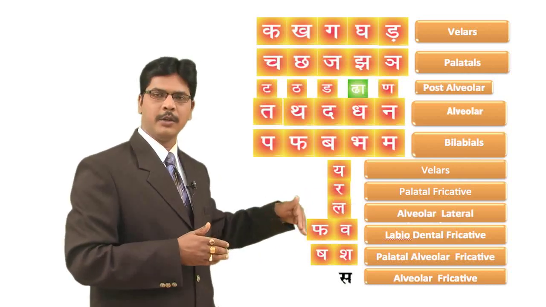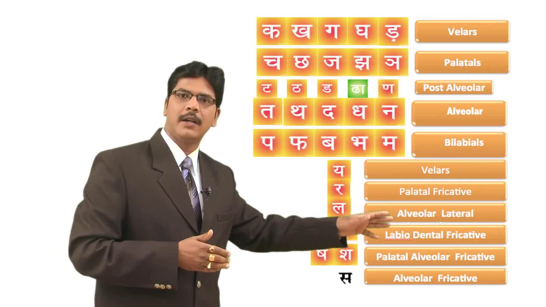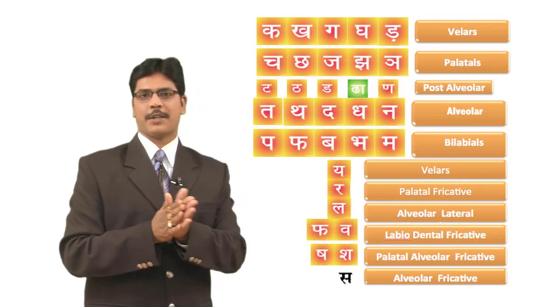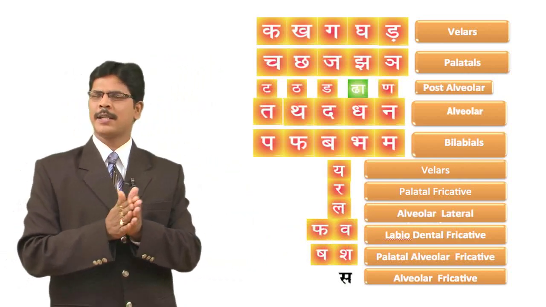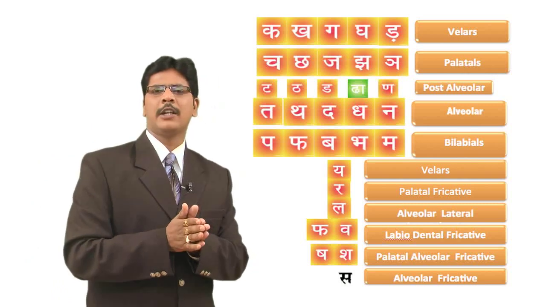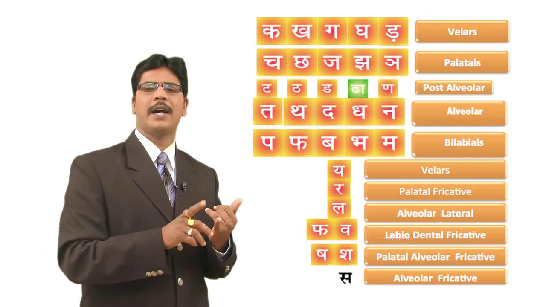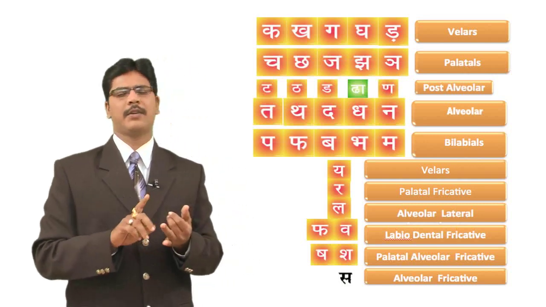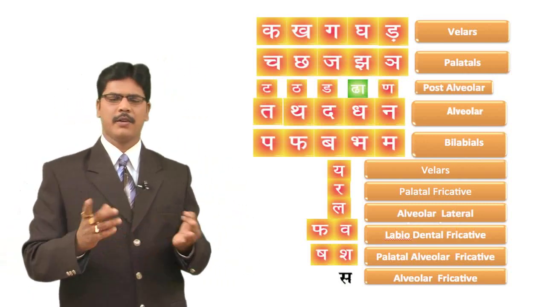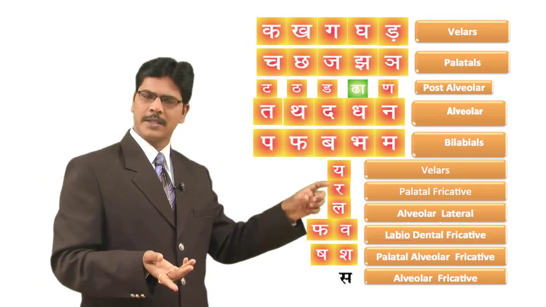There are others also, like ksha, tra, gya. What are they? They are called samyuktakshar. They are a combination of two different sounds: ksha is ka and sha, tra is ta and ra, gnya is ga and na. That's it. The last sound is actually sa only.